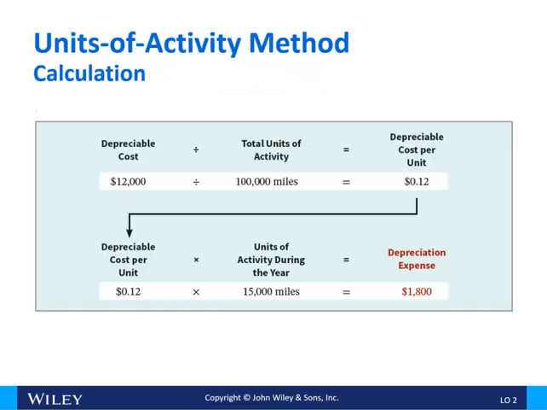So if we use that same delivery truck example, our depreciable cost is $12,000. Remember, that was $13,000 cost less $1,000 salvage value. We had 100,000 miles estimated units of activity. So if we divide the 12,000 by the 100,000, we get 12 cents per unit. In this case, it's miles. So every mile we drive is a depreciation expense of 12 cents. We drive 15,000 miles in the first year. Our depreciation expense is going to be the 12 cents times the 15,000 miles, or 1,800.